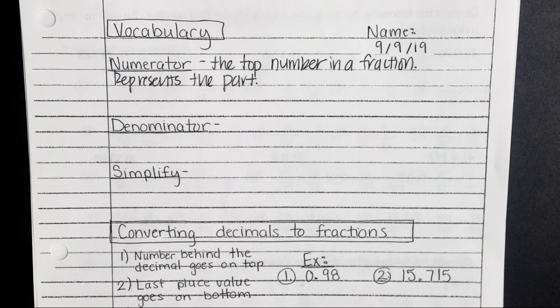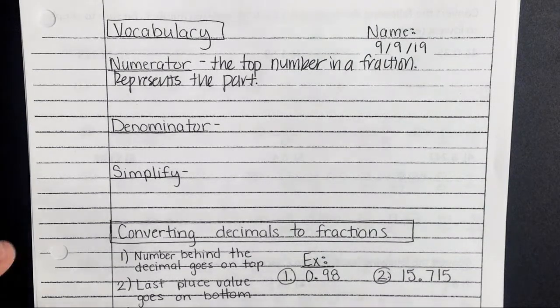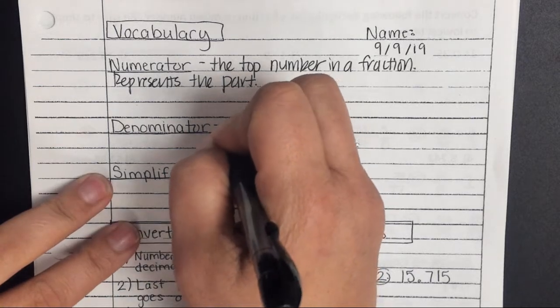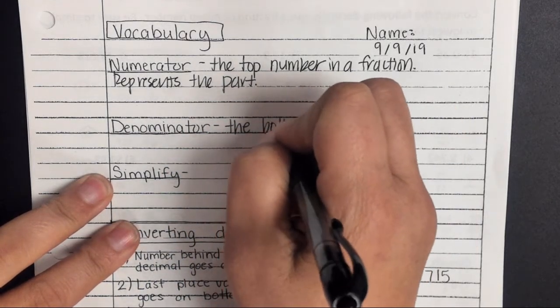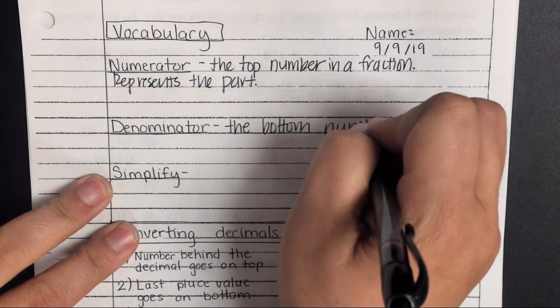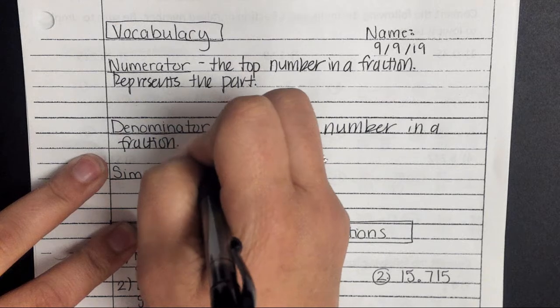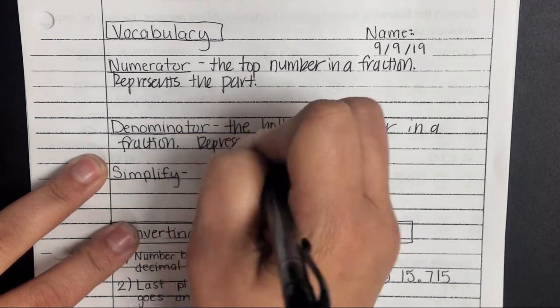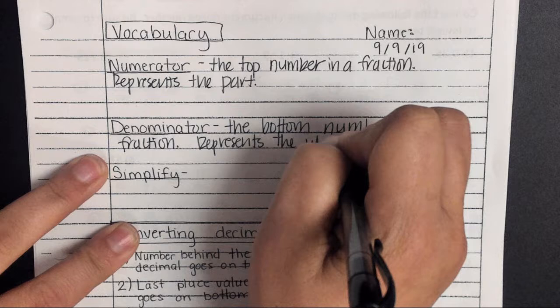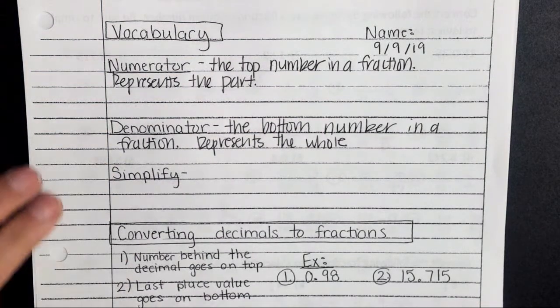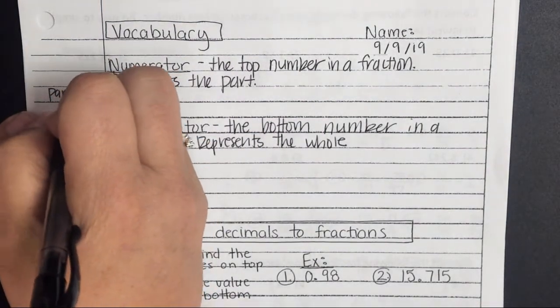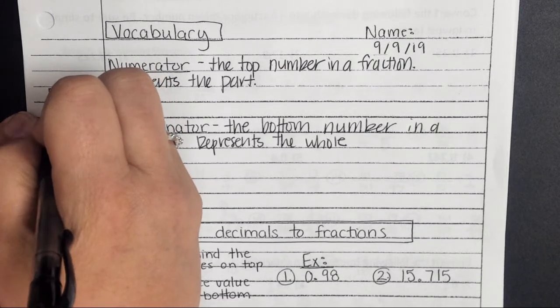Okay? So if the numerator represents the part, what do you think the denominator represents? Anybody? What are we going to call it? The whole. If you ate all 8 pieces, you ate the whole pizza. Not the whole number, but the whole. So we know the denominator is the bottom number in a fraction, and yes, it represents the whole. It doesn't represent a whole number. It represents the whole. Because when you look at a fraction, you're talking about part over whole.